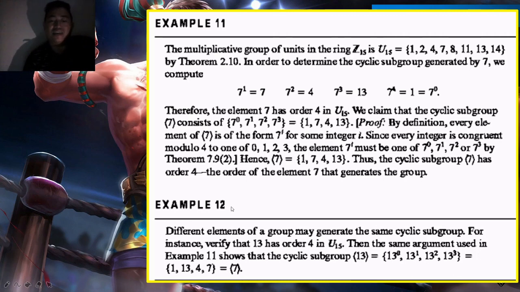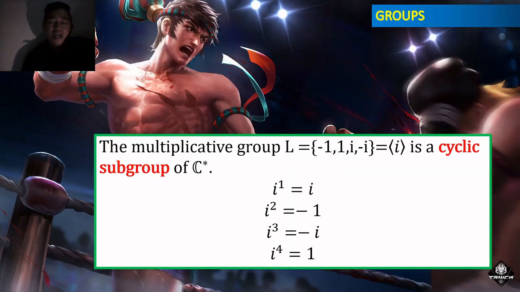1, i, -1, or -i. Okay, right? Same as the elements. Next class, the multiplicative group L: negative 1, i, 1, then negative i. So the 1 is the identity.